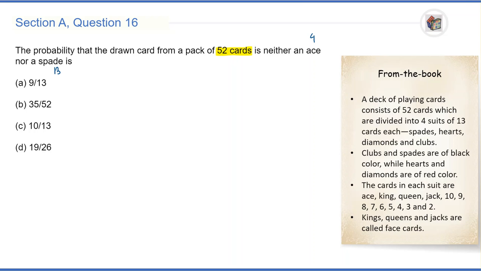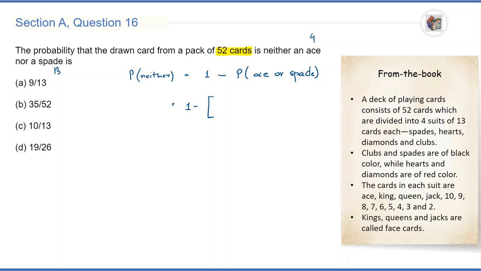Now you want a card that is neither an ace nor a spade. Well, first of all, understand if I want neither of them, then I'm actually going to calculate this by 1 minus probability that it is an ace or a spade. I want the reverse of that, right? So first I'll see what is the probability that the card I get is one of these, and then I'll just subtract that from 1. So probability that it is an ace or a spade.